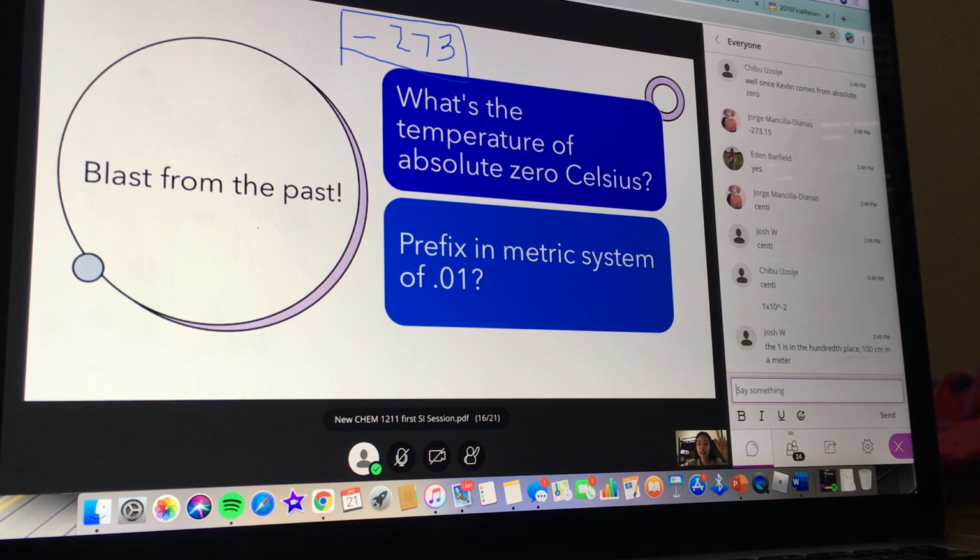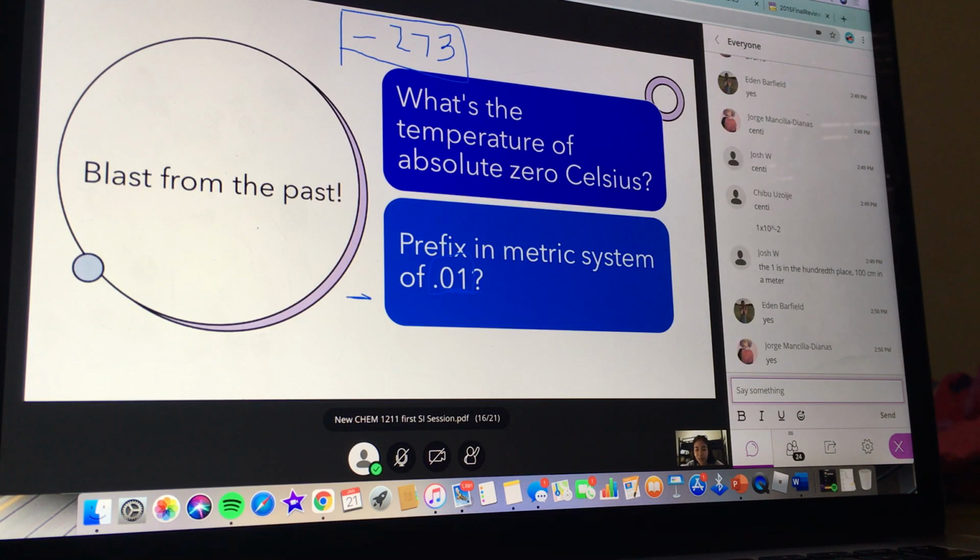Yes. So you guys are both right, Chibu and Josh. Yes, it is centi because you have those two after that. You can't really see on that part. But it's basically just right after that. So the one is in the hundreds place, and for centimeters, 100 centimeters to a meter is 0.01. So yes, the prefix in the metric system is centi. Does anyone have any questions about that? The explanations here are actually pretty good too. So is anyone still confused? We all got it? 0.01? Okay, very nice.